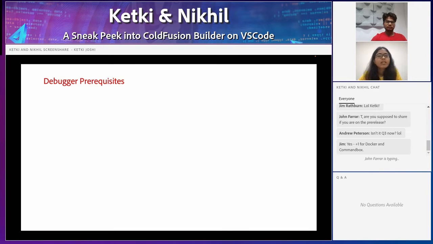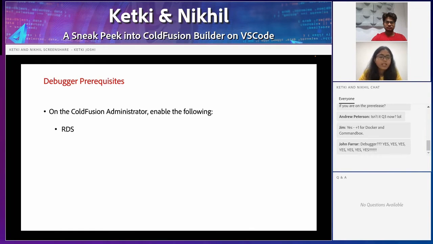So what are the debugger prerequisites? What do I need to get the debugger working? You go to ColdFusion Administrator, and you have to enable the following things. First one is the RDS support, obviously, because we need to access some server resources. You need to enable request debugging output and allow line debugging output. These come as part of your debugger settings. If you're on ColdFusion 2021, this would be part of your debugger package. So you'll first go to the package manager and install the debugger package, and then you'll get to see these options as well. You just have to enable them.